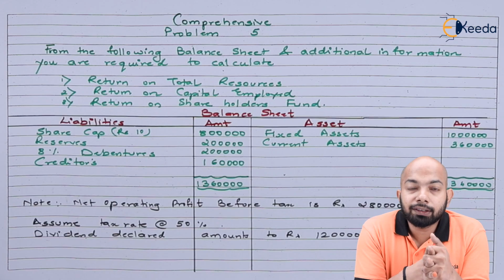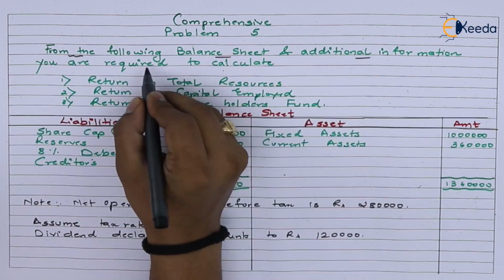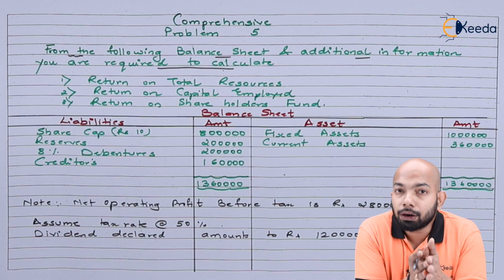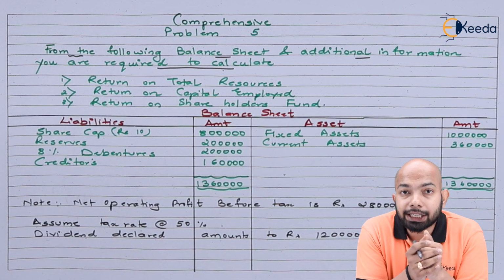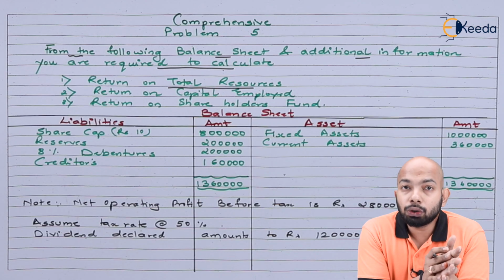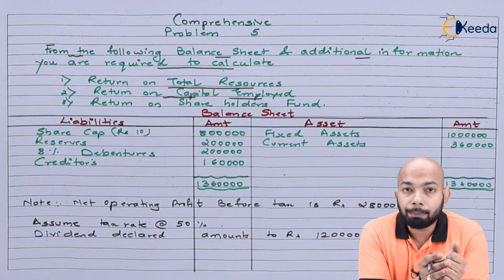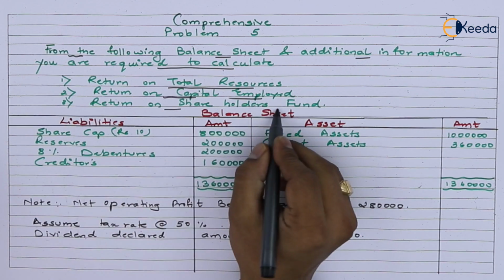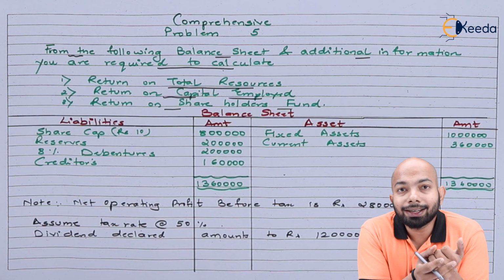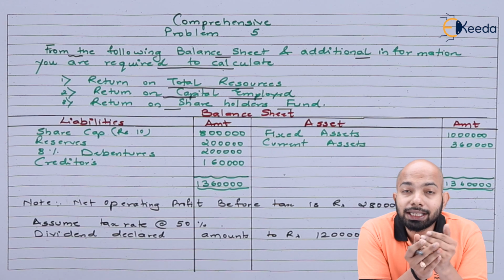So we have the illustration prepared for you right now. Let's figure out what we have here. We've been given a balance sheet and certain additional information. Based on that, we are supposed to figure out three ratios. The first one is return on total resources. Second one is return on capital employed. Third one is return on shareholders fund. So on the basis of the balance sheet and information provided in this sheet, we are supposed to figure out these three ratios.